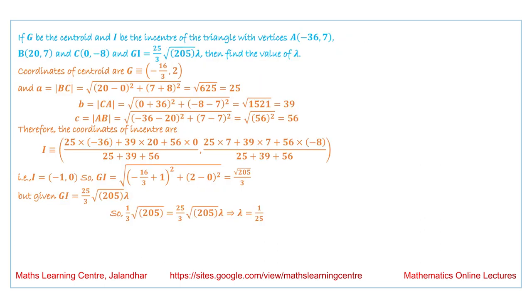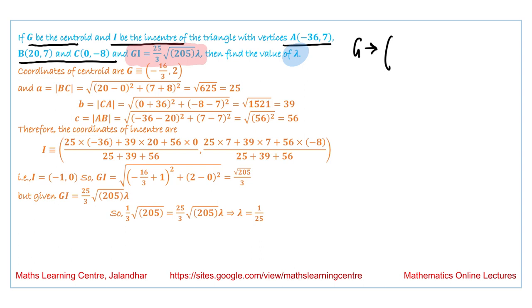Now next we have: let G be the centroid and I be the incenter of a triangle with vertices A, B and C. It is given that the distance between the centroid and the incenter is (25/3) square root of 205 times lambda. Then we have to calculate the value of lambda. So the first thing we are going to calculate, from these three coordinates, is the coordinates of the point G.